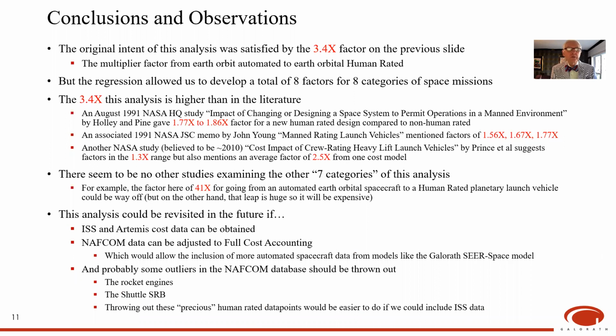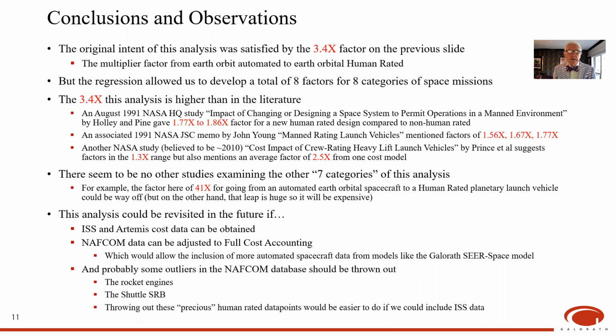Okay, conclusions and observations. The original intent of this analysis was satisfied by deriving that 3.4x factor on the previous slide, and that got us from Earth orbital automated to Earth orbital human-rated. But the regression analysis allowed us to develop a total of 8 factors for 8 categories, 7 additional categories. Now, the 3.4 factor, by the way, is higher than what's reported in the literature. There's an August 1991 study cited there by Holly and Pine, which gave a range of 1.77 to 1.86 for human-rated cost factors, which is a bit lower than our 3.4x here.